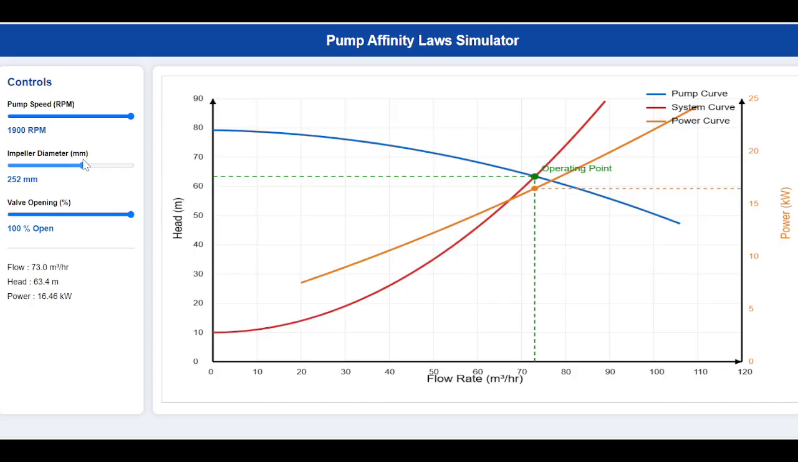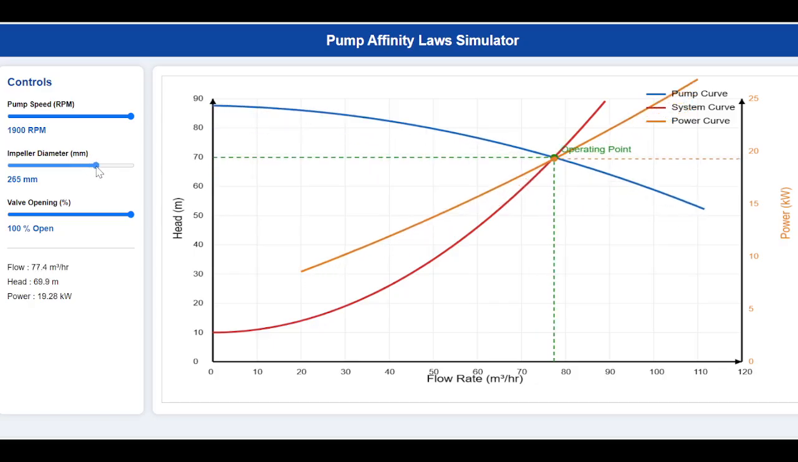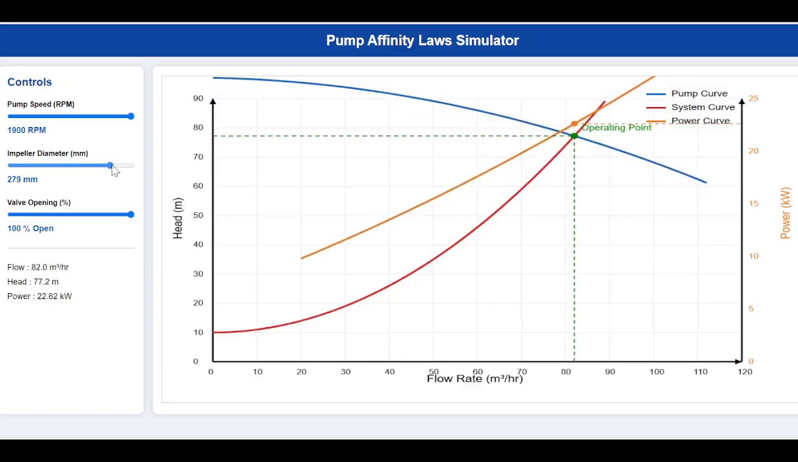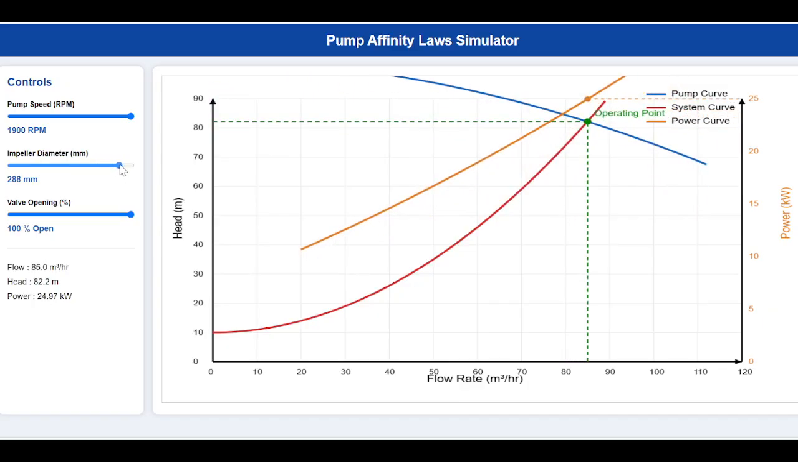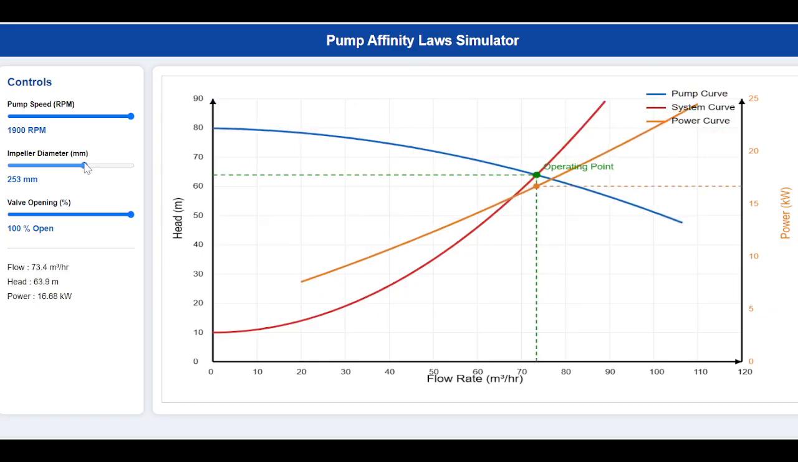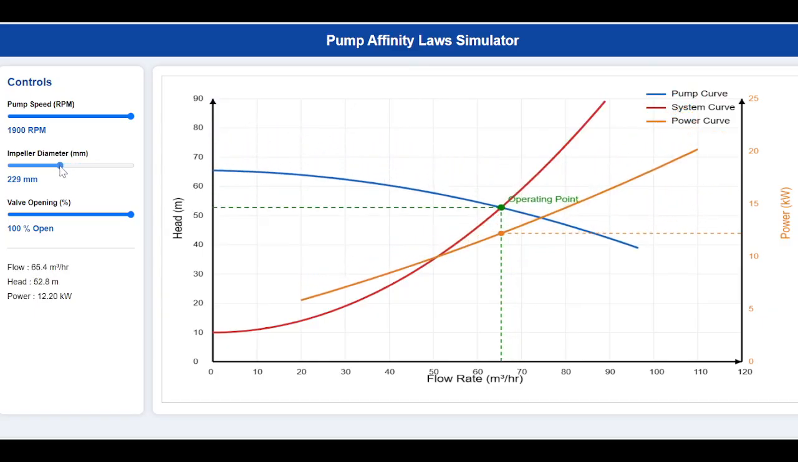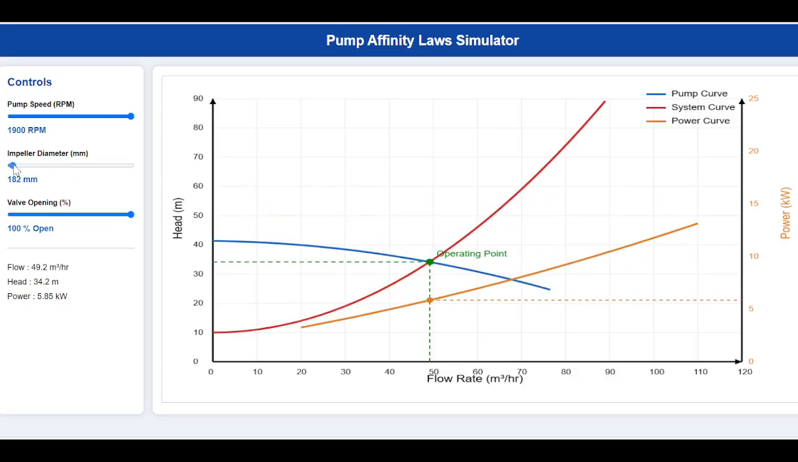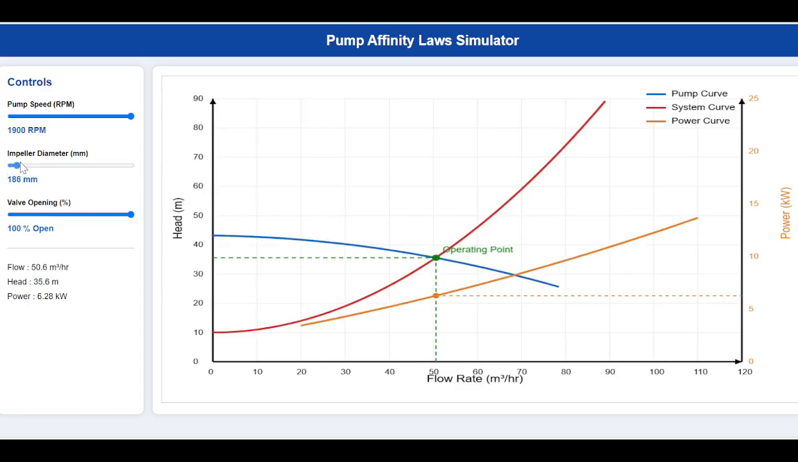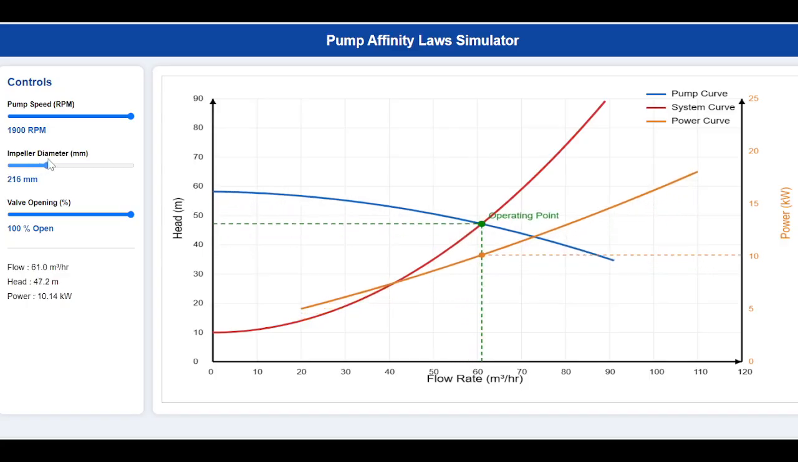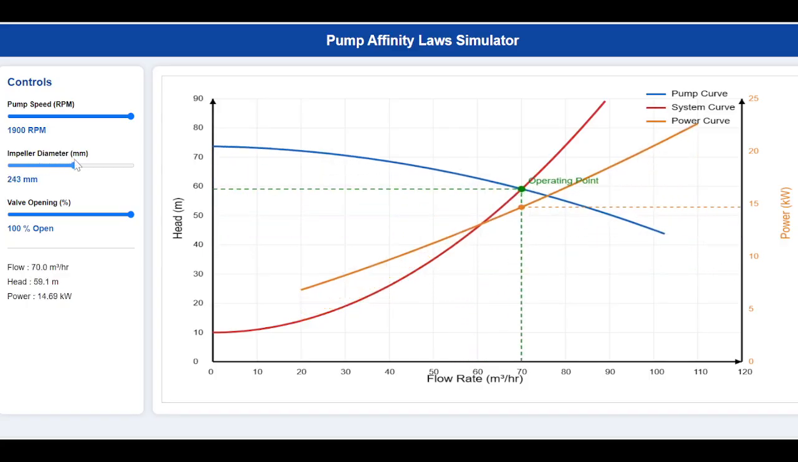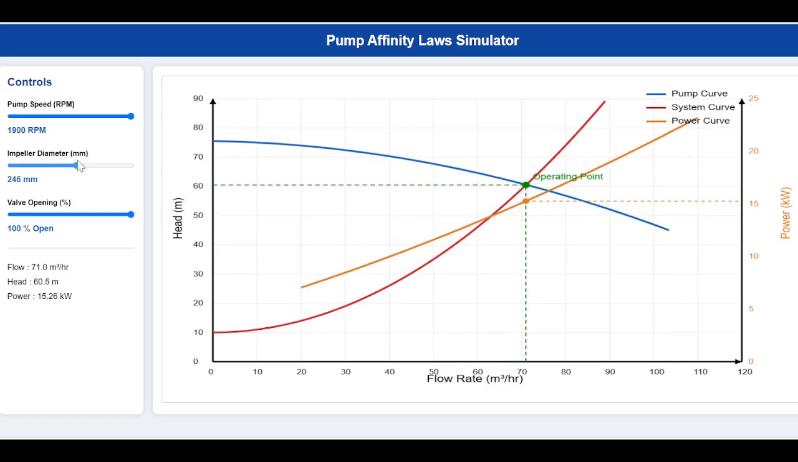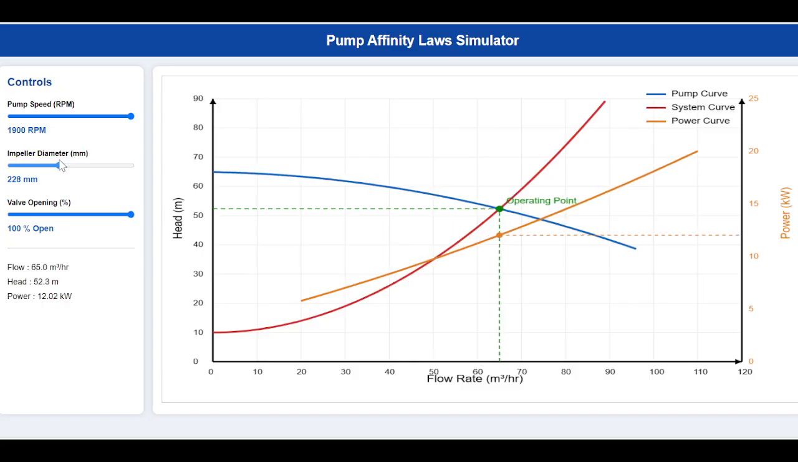Next, let's decrease the impeller diameter. As the diameter becomes smaller, the pump curve shifts downward and toward the left. The pump can no longer produce the same flow or head. You'll also notice that the power requirement decreases, and the operating point moves to a lower flow rate and lower head. This is why manufacturers sometimes trim the impeller when a lower pump performance is required. Instead of replacing the entire pump, reducing the impeller diameter can adjust the pump to better match the system requirements.